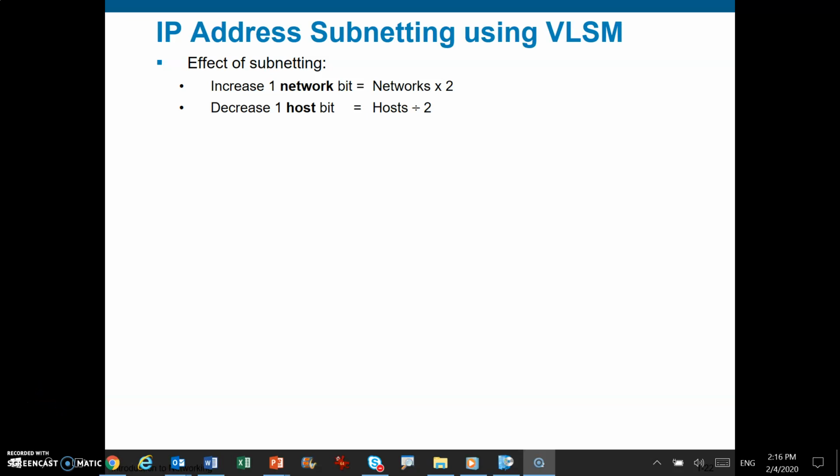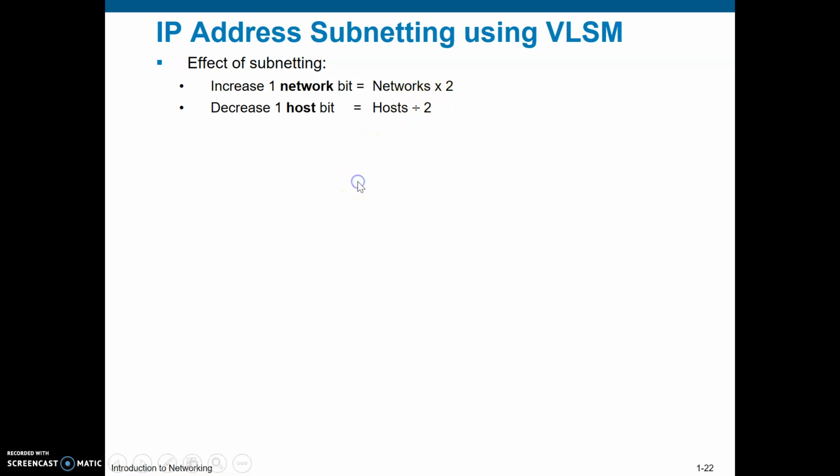Let's look at the effect of doing subnetting. In the earlier example, we have a /24 subnet and a /25 subnet. When we increase the subnet bits from /24 to /25, we have increased the network bit by 1. This means that we have created from one network to become two networks. At the same time, by increasing the one network bit, we have also decreased one host bit. This means that the total number of hosts inside the network have reduced by half.